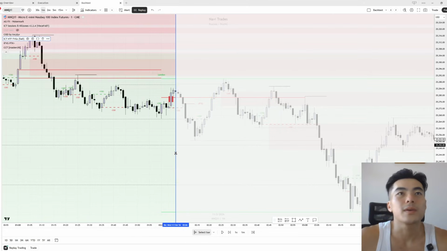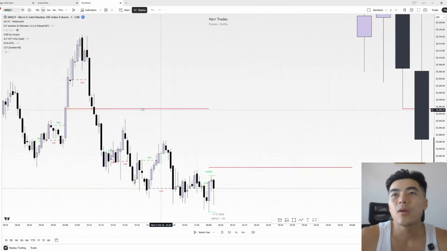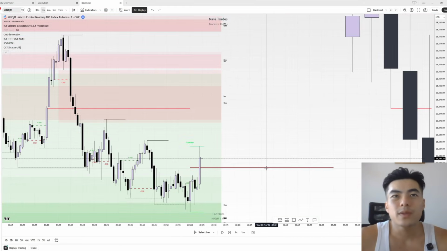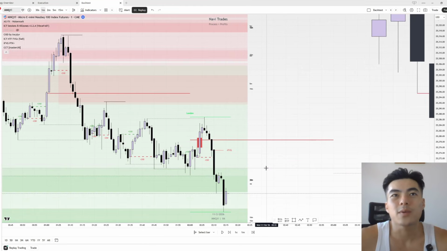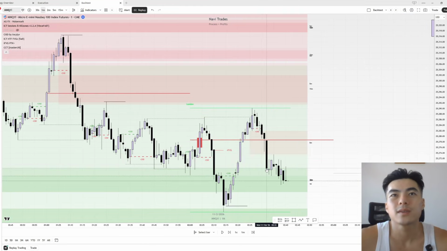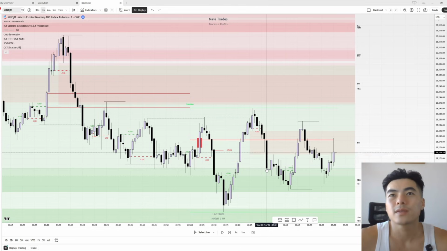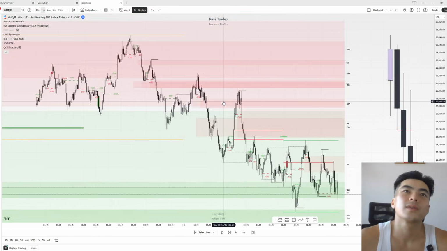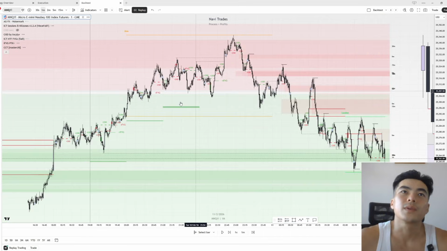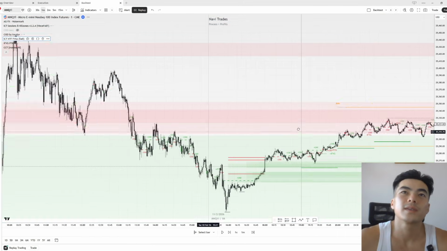What about here? Bearish point of interest to work with. Let's see. No higher time frame FEGs tapped yet. Nothing yet. Yeah, no trade. All right, what else we got? Tuesday, nothing there, nothing there.